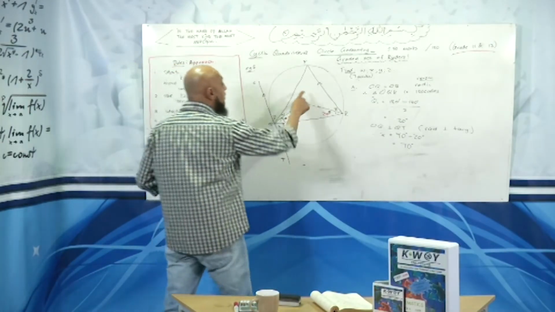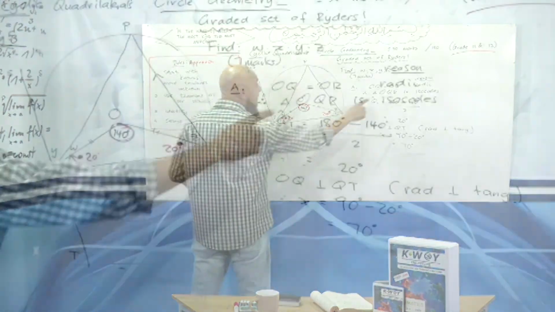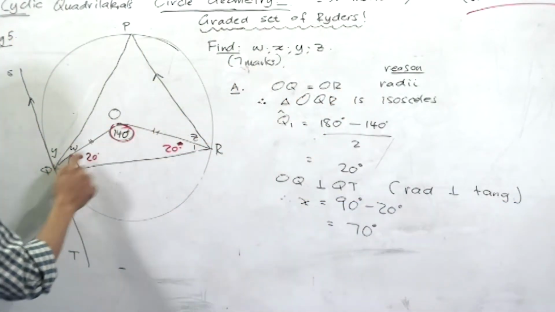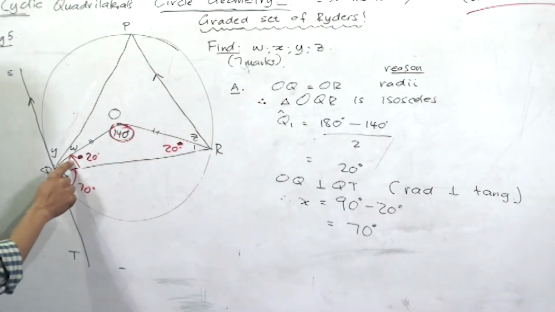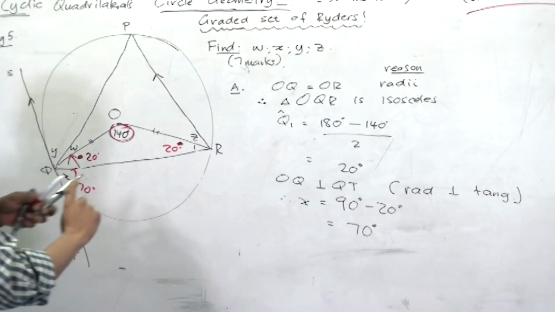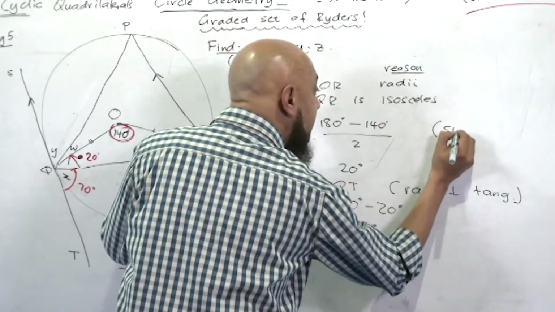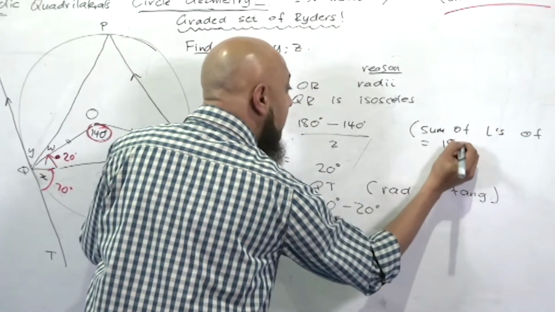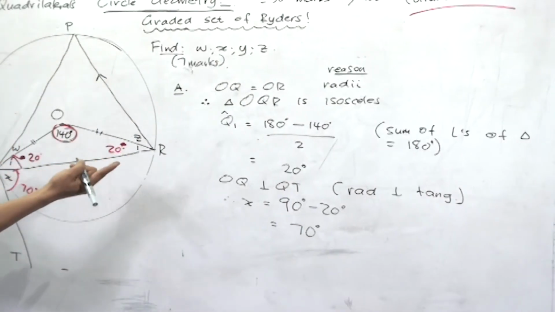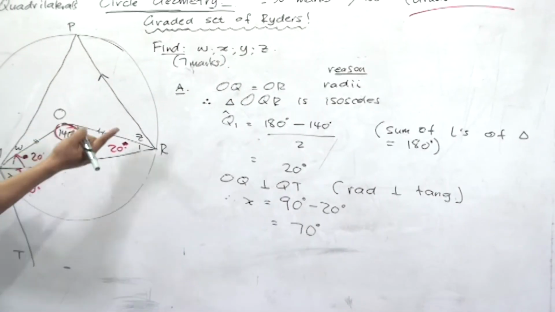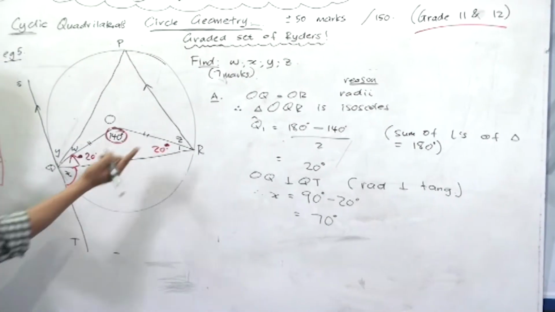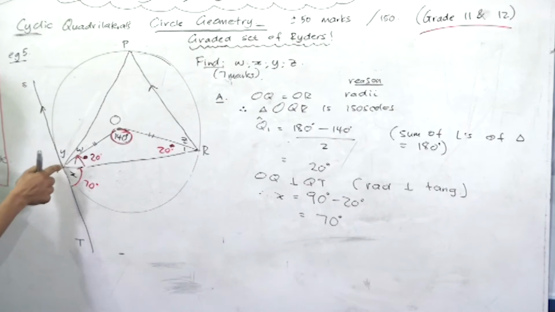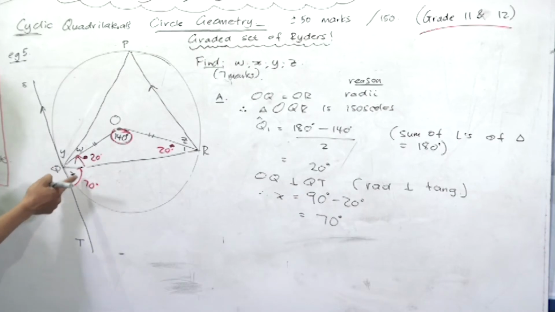Let's just quickly recap. We said OQ is equal to OR, radii. Therefore, triangle OQR is isosceles. Therefore, Q1 is equal to 180 minus 140 divided by 2. In fact, you have to put a reason there also, because sum of angles of a triangle is equal to 180 degrees. Right? 180 minus 140 is 40, divided by 2, Q1 will be 20. R1 is equal to 20. Then we said OQ is 90 degrees to QT. Why? Radius is 90 degrees to the tangent. And we said therefore X is equal to 90 minus that 20. Therefore X is equal to 70 degrees.